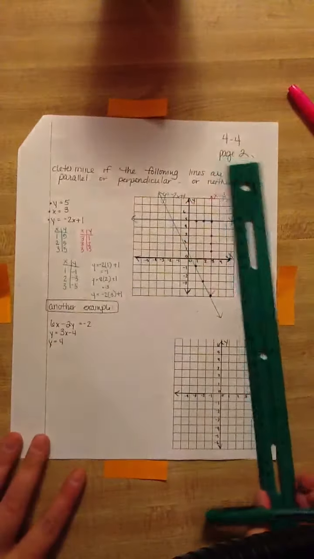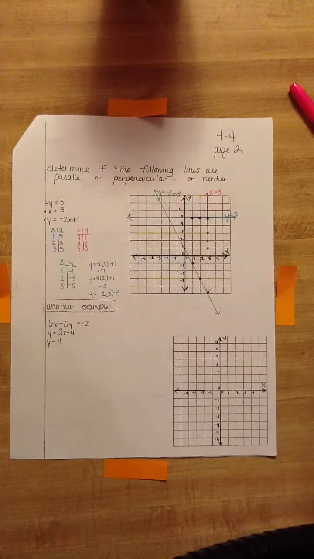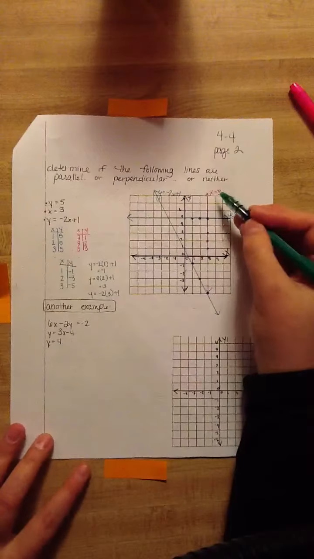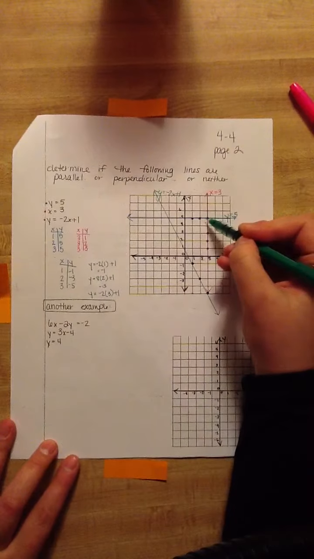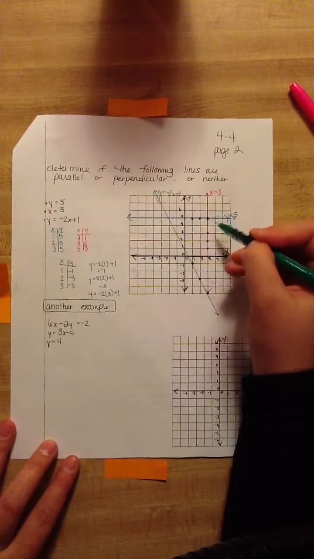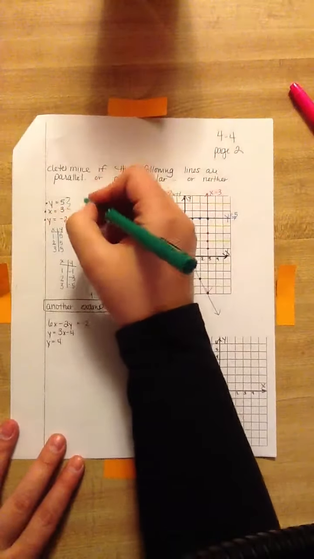So, if I'm looking at this, I'm going to analyze each set of lines together. If I'm just looking at x equals 3 and y equals 5, I can see they cross at a 90-degree angle. These two are perpendicular.